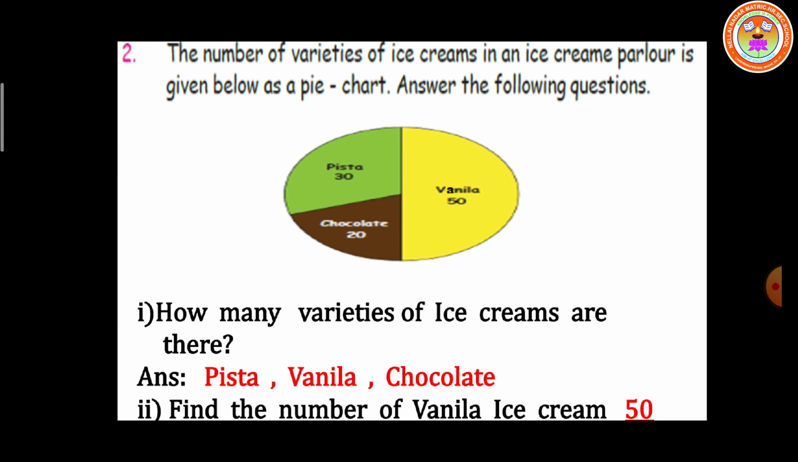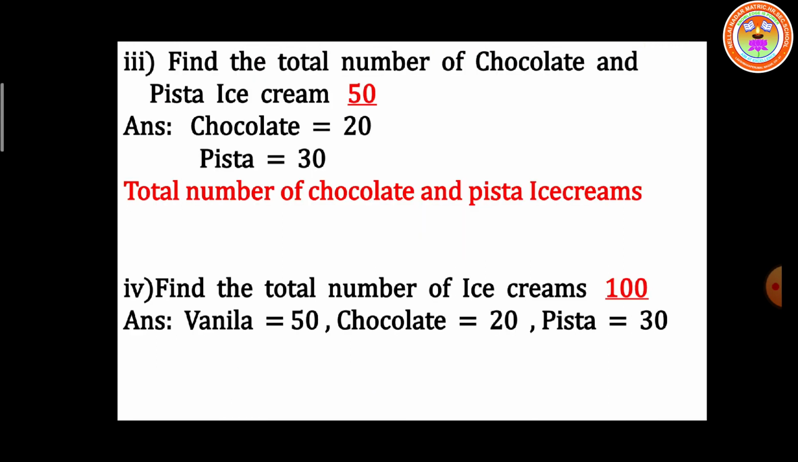How many vanilla ice creams are there? 50. Is it clear? Now, find the total number of chocolate and pista ice cream. Chocolate is 20, pista is 30. So, the total number of chocolate and pista ice cream is 50.